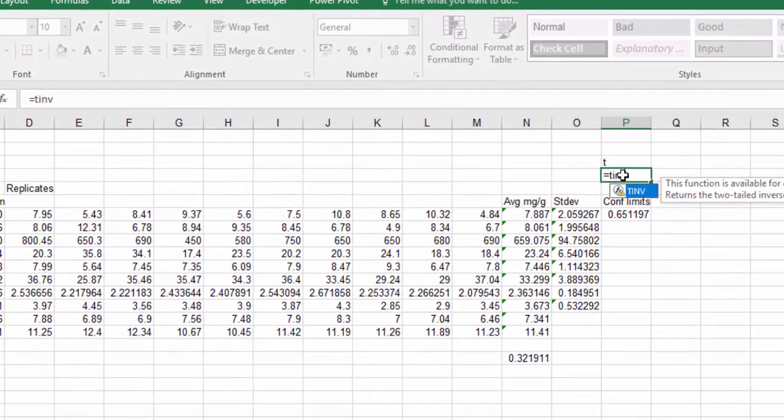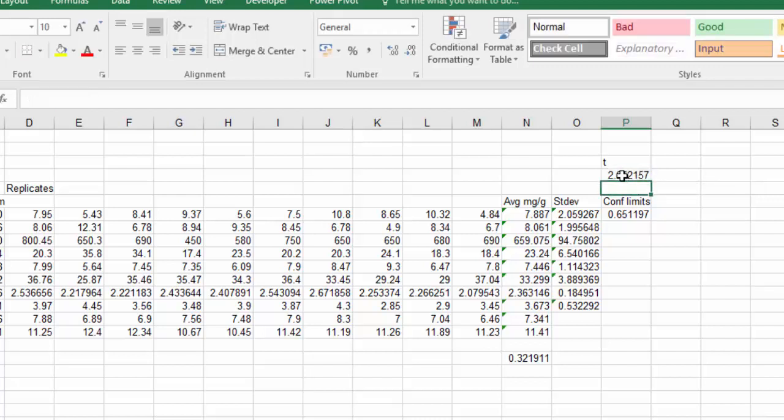T inverse. We're working at 95% confidence, so 0.05. The degrees of freedom is the number in the sample minus 1, so that's 10 minus 1, which is 9. So we have our t value, and so we can take our confidence limit by multiplying the standard error by the t value, and just make sure we have an absolute reference to the t value so we can copy it down. And there we have our confidence limits.